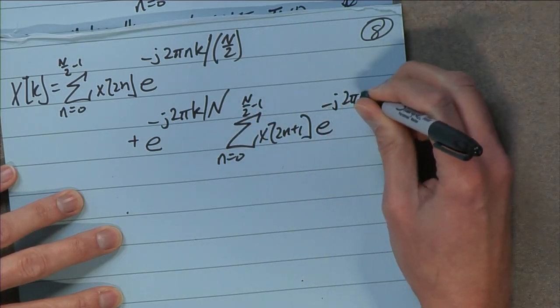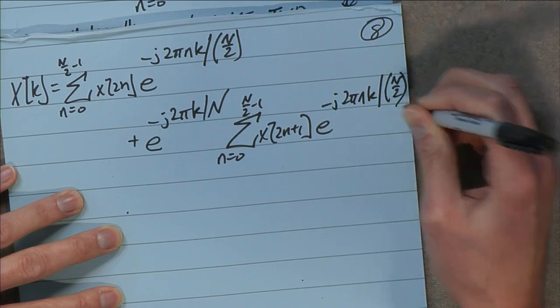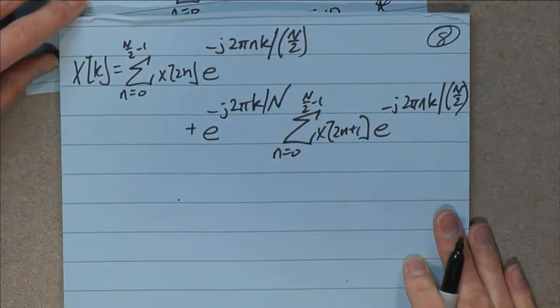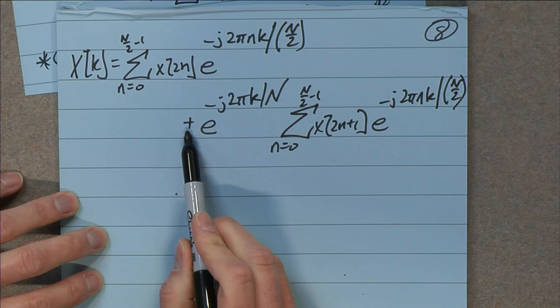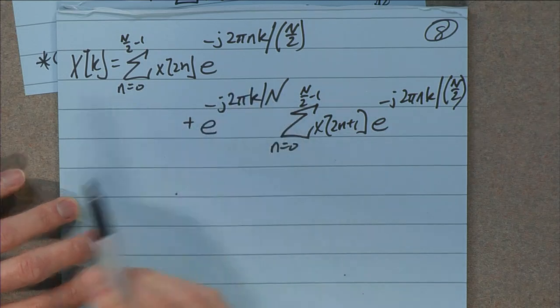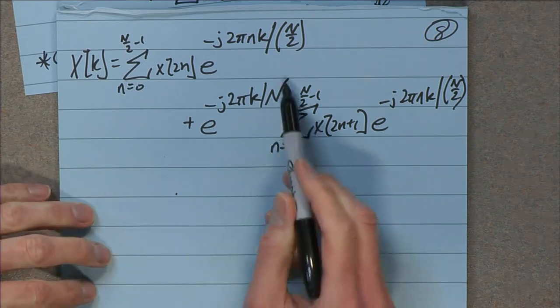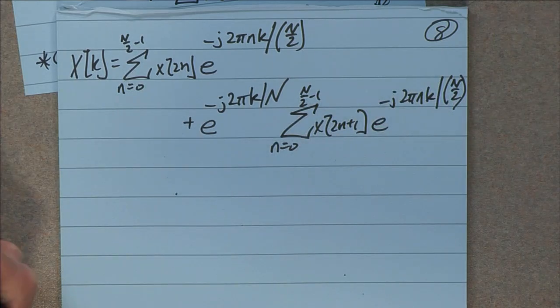2 pi n k divided by N over 2. So now what we have is an N over 2 point DFT plus some sort of glue factor. I might call it that throughout the lecture. Sort of this glue factor here times another N over 2 point DFT.